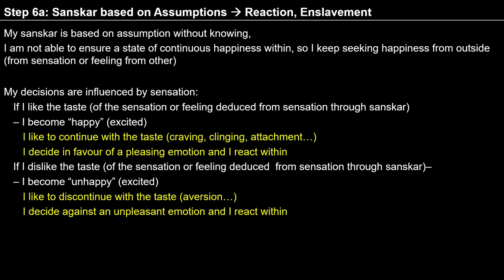So in that sense, I am dependent on my sensation. I am dependent on the other person or world outside. Because I am not able to ensure happiness in me with right understanding. So I become dependent on the sensation, on the happiness that I am deriving from sensation, or happiness that I am deriving from the feelings from others. So this is enslavement. So why is it happening? Because my sanskars are based on assumption and I am not able to ensure happiness within me in continuity.